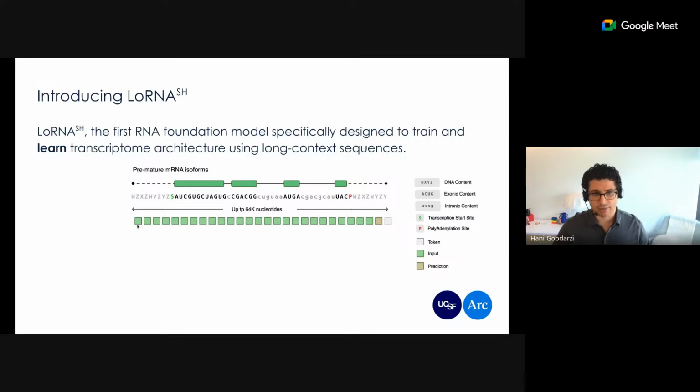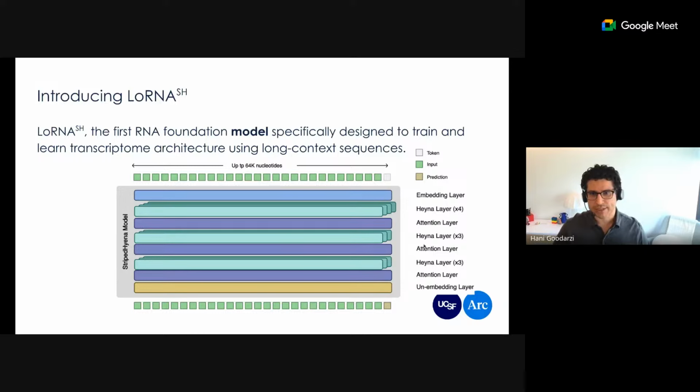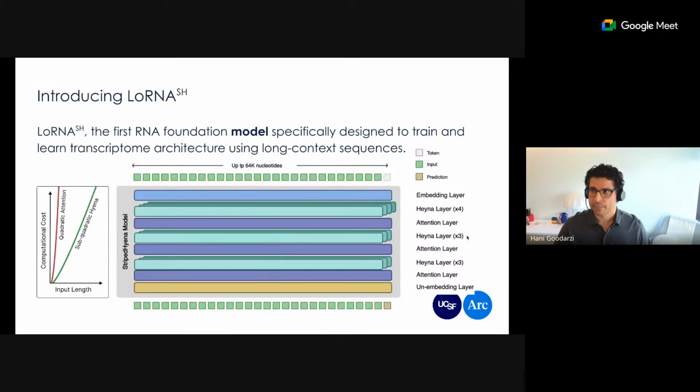So basically, this is what the architecture means, right? You're capturing every piece of this gene for this given isoform using this tokenization. Now, what sits in the middle, as I mentioned, is a StripedHyena model, which is a combination of Hyena operator layers and attention layers. And so basically, we have subquadratic growth as opposed to attention. So this is what allows us to go to 64K.